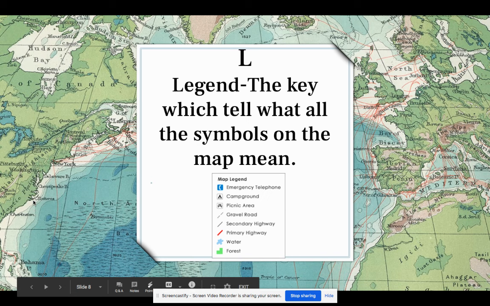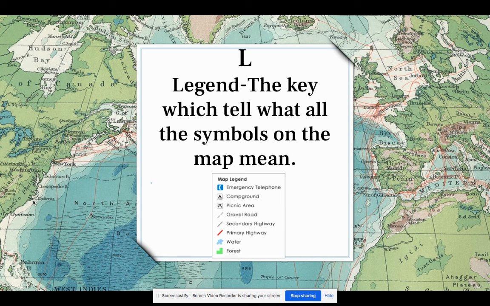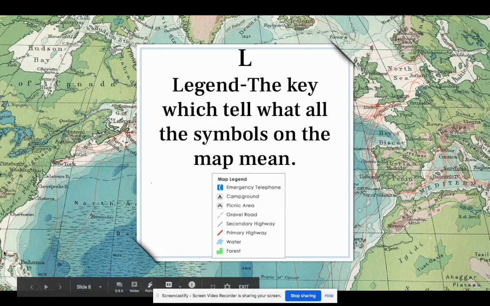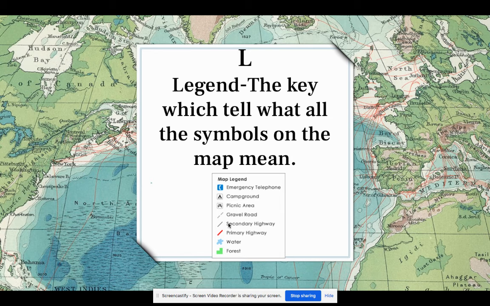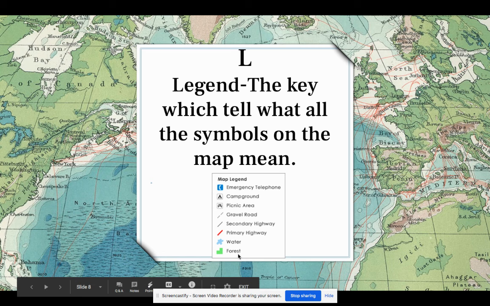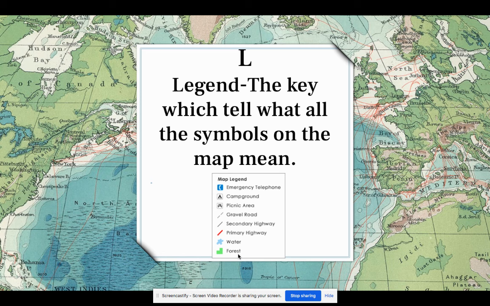Legend. Very often the biggest part of the map, but it's so vital because it tells what each of the symbols on the map mean. Right? If there's black dots on the map and there's not a legend, you can't tell what those black dots mean. Or you could guess and you might get it wrong. So here's an example of a legend here, where you have symbols for campgrounds, for picnic areas, for a gravel road, for a highway and the main highway, wooded forest. Those symbols tell you what all the pictures on the map mean.